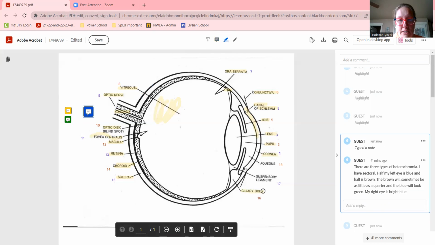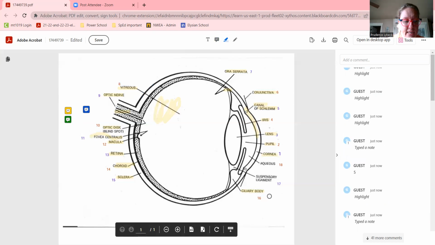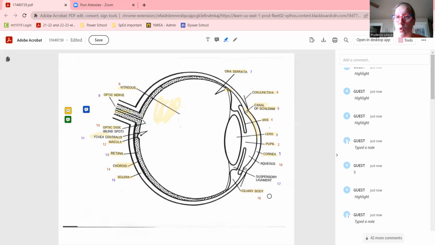We have number 16, and that is our ciliary muscle. That is the one that controls focus. It's kind of like our accommodation of the eyes, causing the lens to change shape.